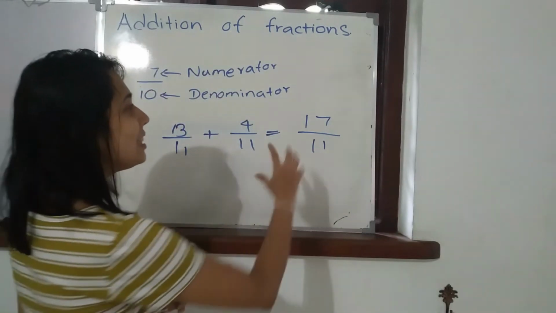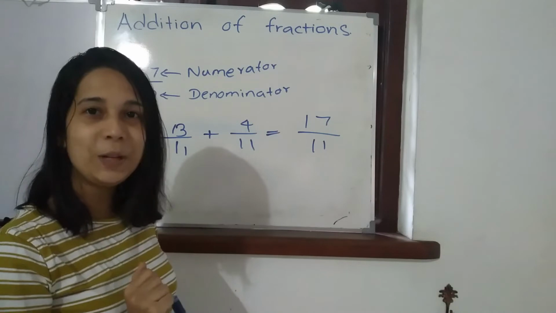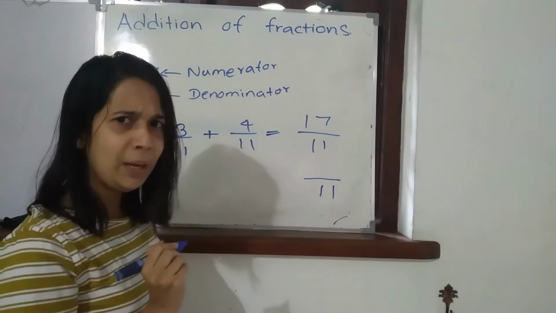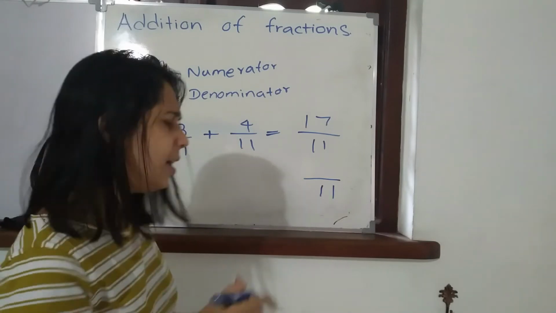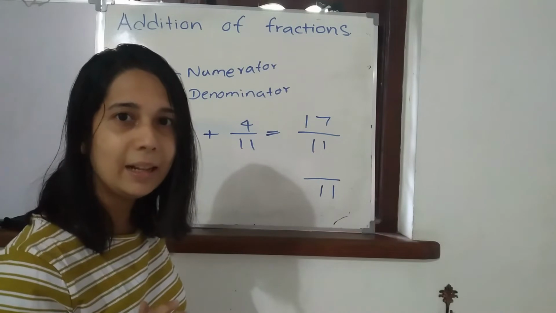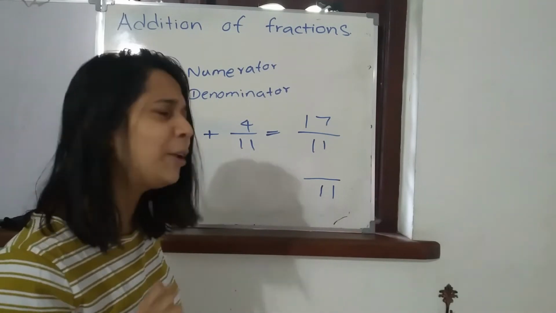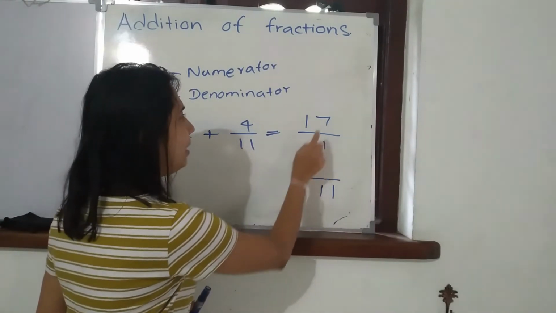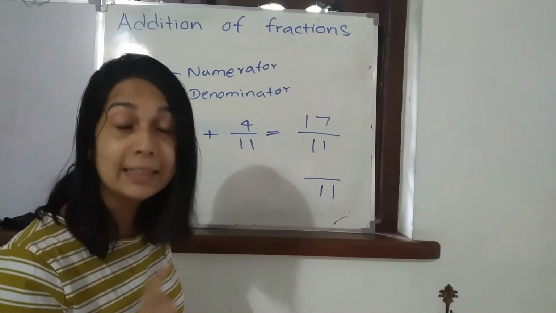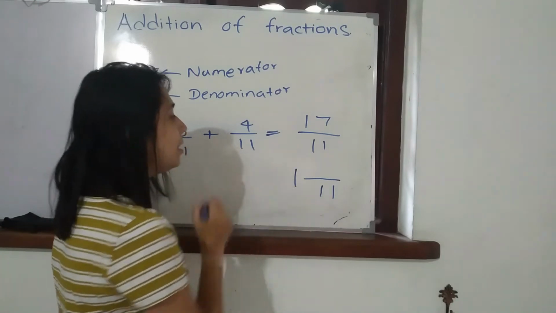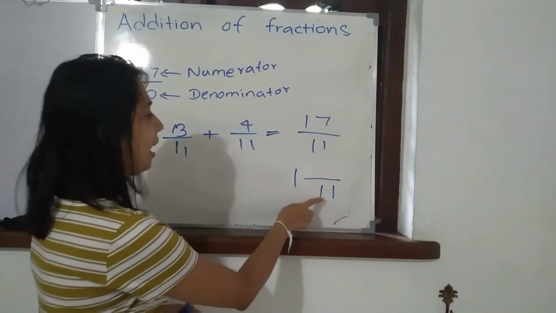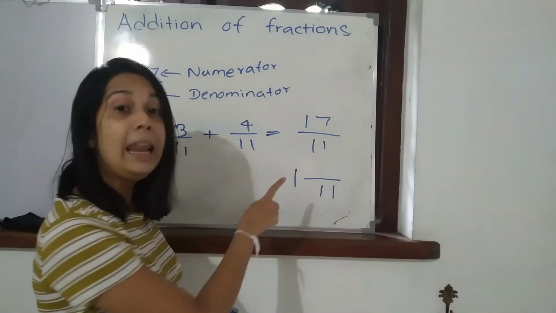A mixed number. So let's convert this improper fraction into a mixed number. Do we need to change the denominator? No need. So how to convert an improper fraction into a mixed number? You know that. How many 11s are in 17? Only one. So that's the whole number of this mixed number. 11 times 1 is 11.